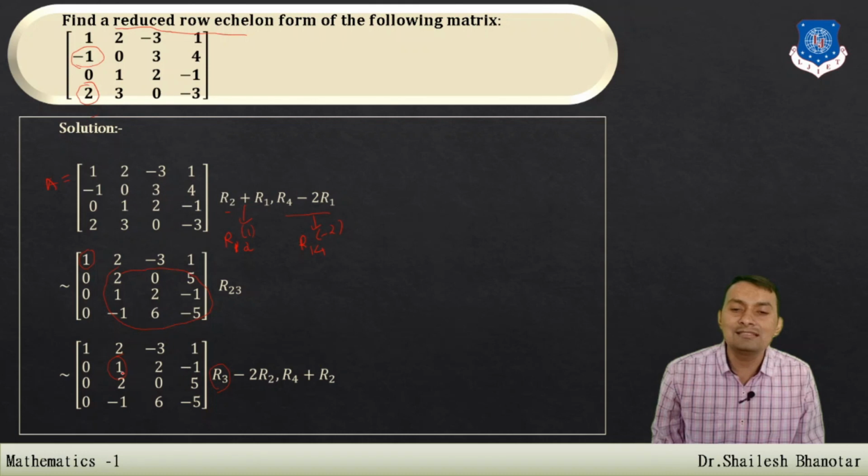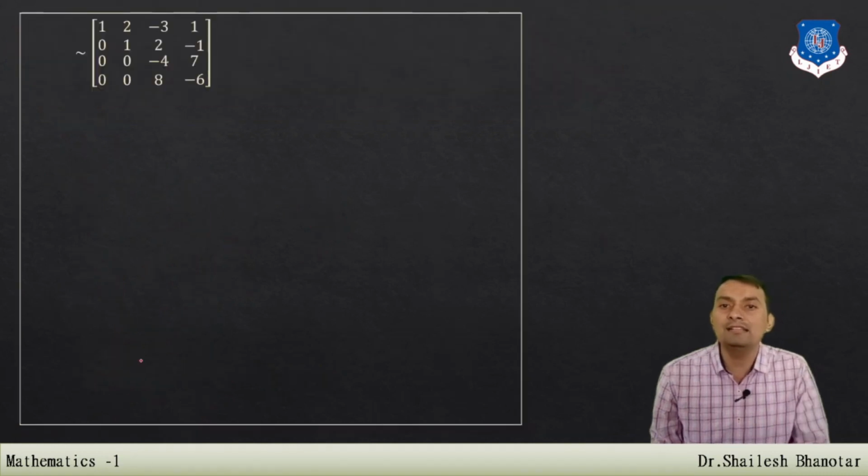So the second row multiplied by 1 is added to the fourth row, and therefore we have its equivalent matrix form. The first is the leading one, and below that is 0, and this is again a leading one, and all the entries below are exactly 0. Now we are going to focus on the 2 by 2 matrix.